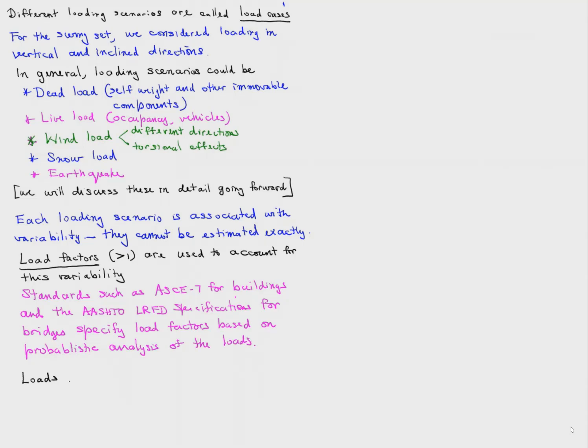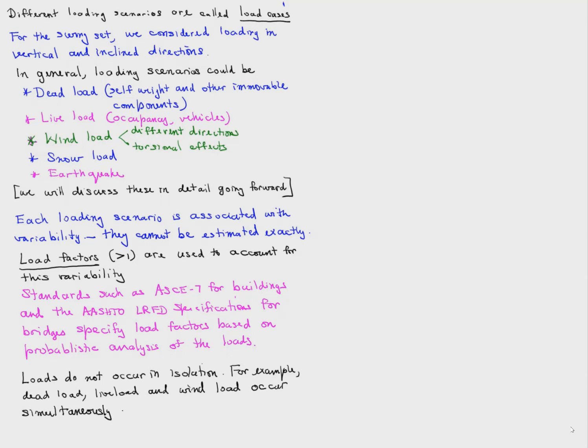Also, loads don't occur in isolation. So, for example, dead loads, live loads, and wind loads occur simultaneously. These are called load combinations. For our swing set, for example, one swing being in a vertical configuration and another swing being in an inclined position is an example of a load combination.